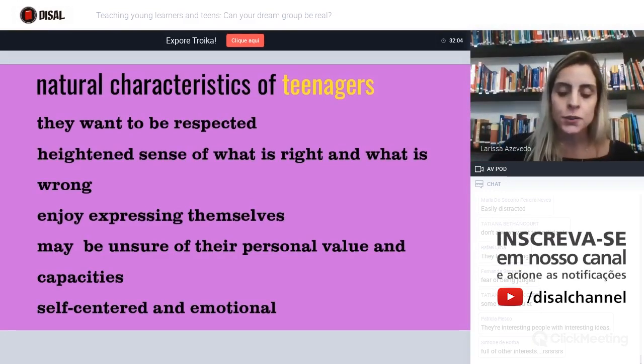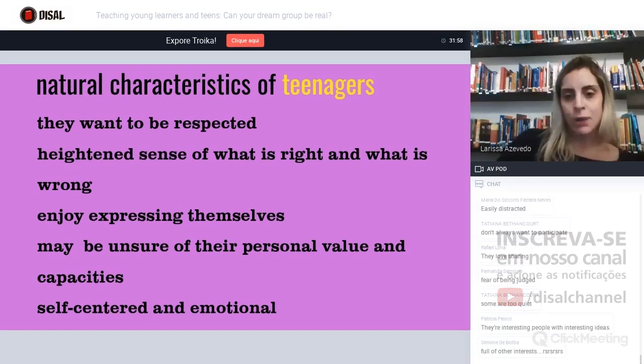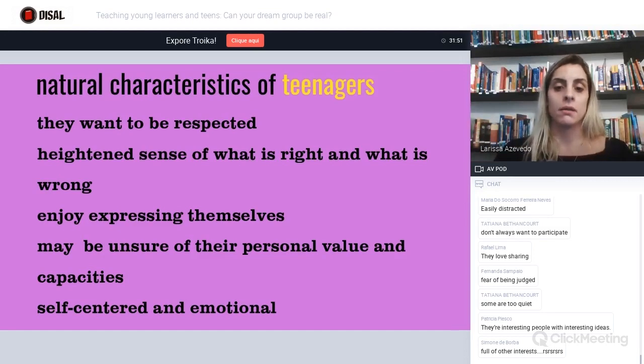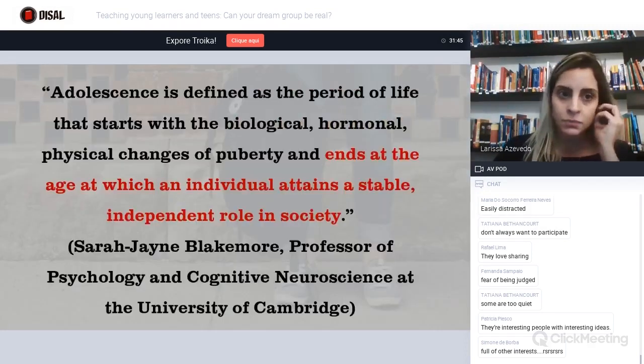And they are self-centered because their brains are under development. We tend to believe that kids' brains are under development, but then when we come to adolescence, we are fully developed, talking about our brains, but not necessarily. And we're going to look at this right now, in a minute.